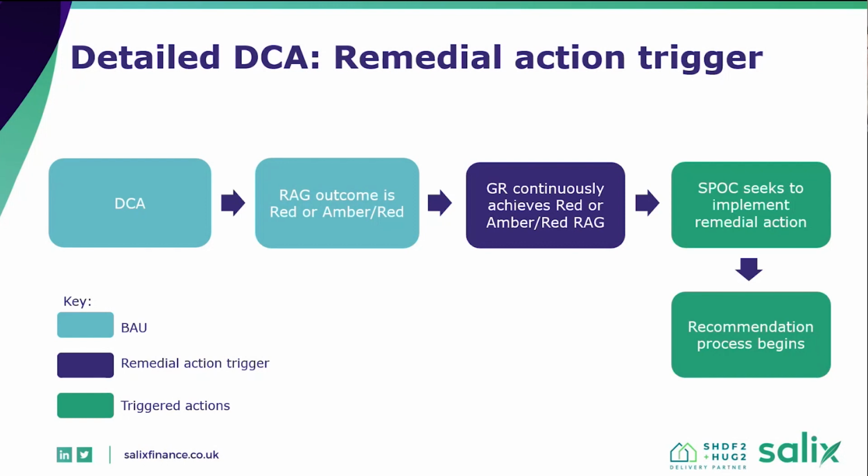So if your project progresses rapidly through the trigger processes, we can intervene more quickly. But the standard approach is that if your GR remains in red for two consecutive months or amber for three consecutive months, then the management strategy is triggered, and that could mean remediation activity.